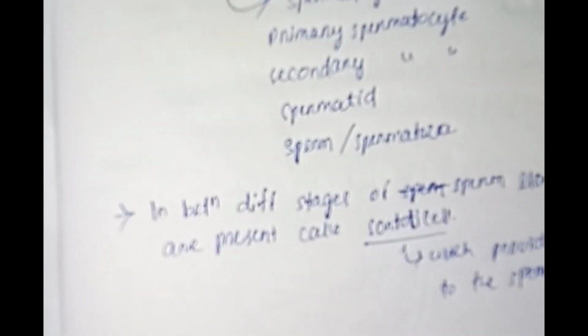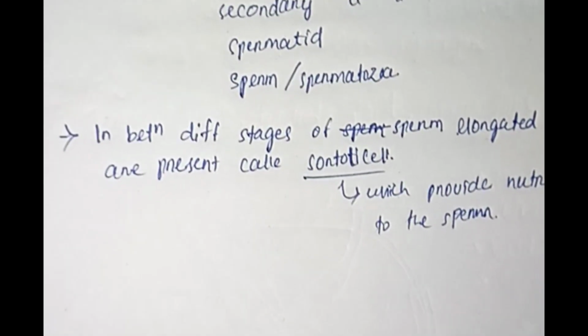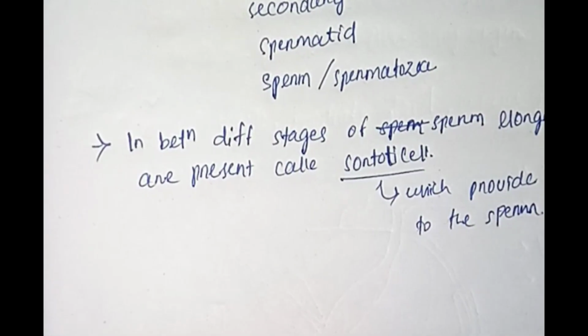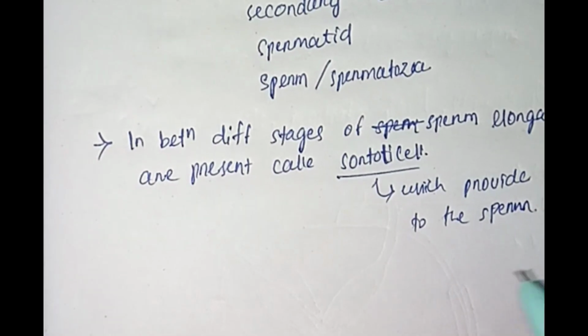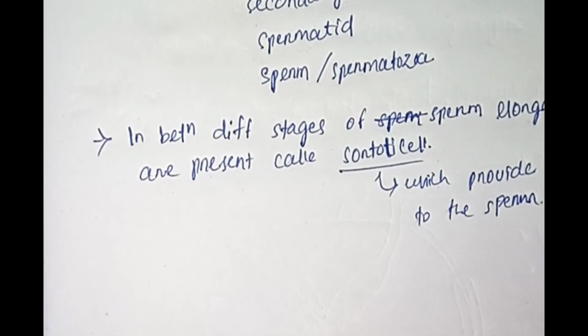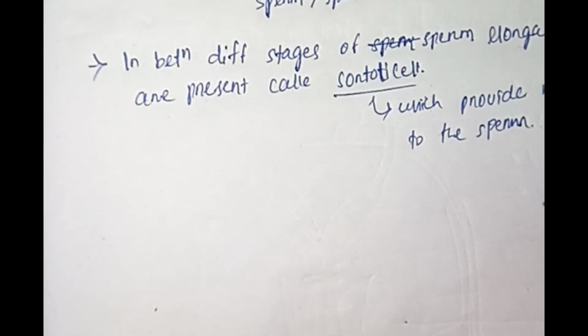मैं अभी जो पॉइंट बताने जा रहा हूँ वो कभी नीट के एग्ज़ाम में आ सकता है। वो है in between the seminiferous tubule, interstitial cells or Leydig cells are present which secrete male sex hormone called testosterone, right?